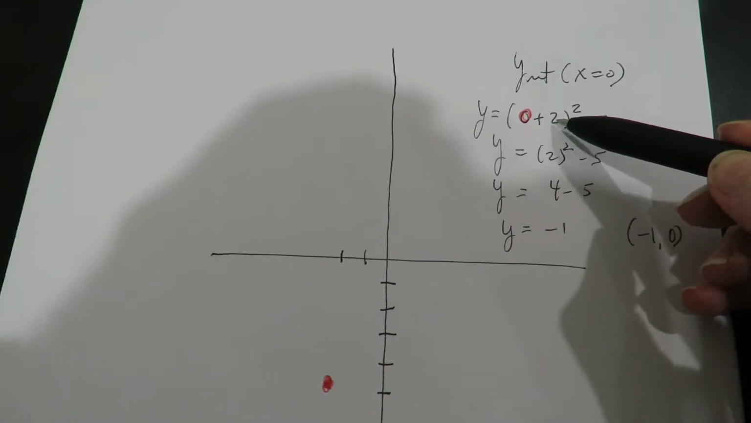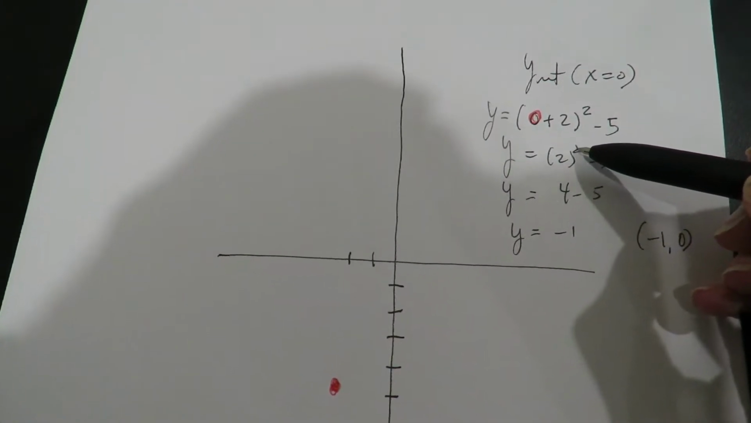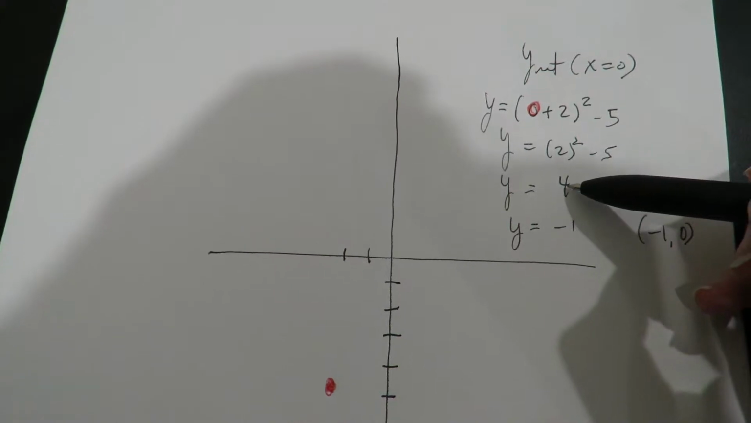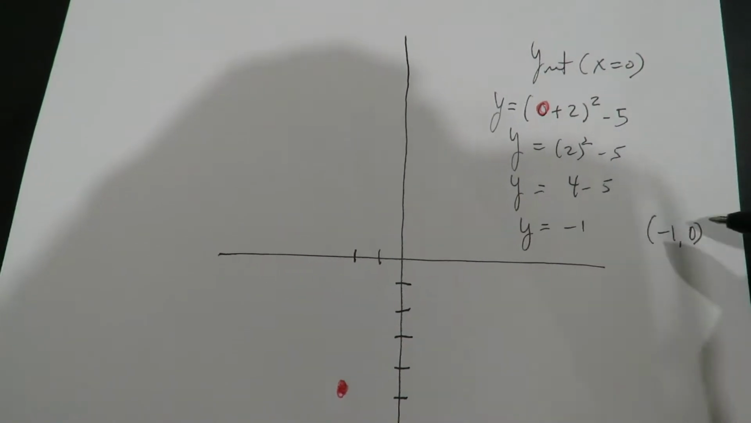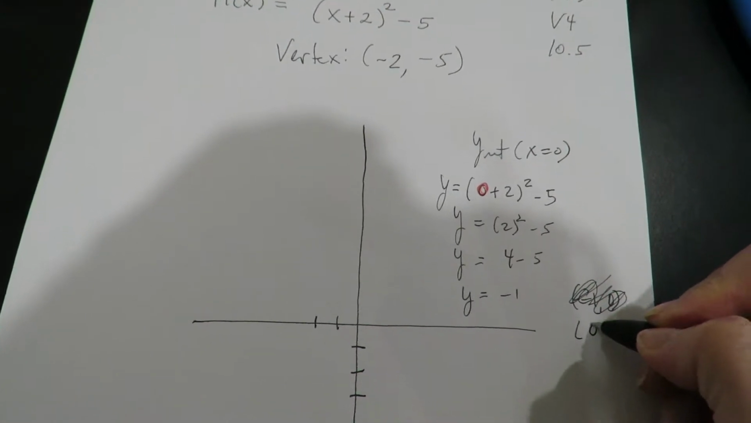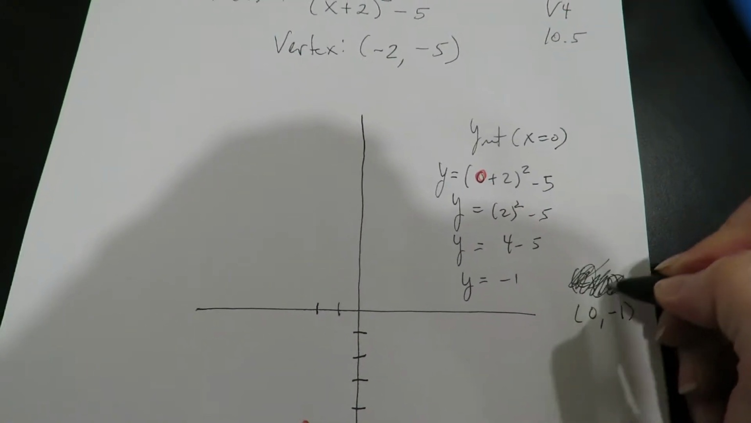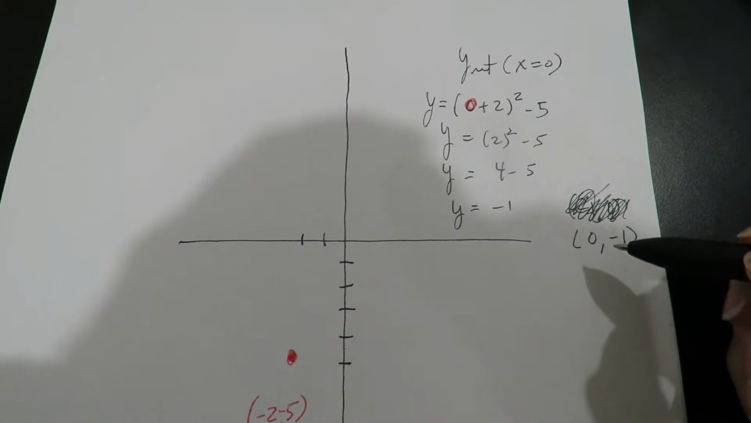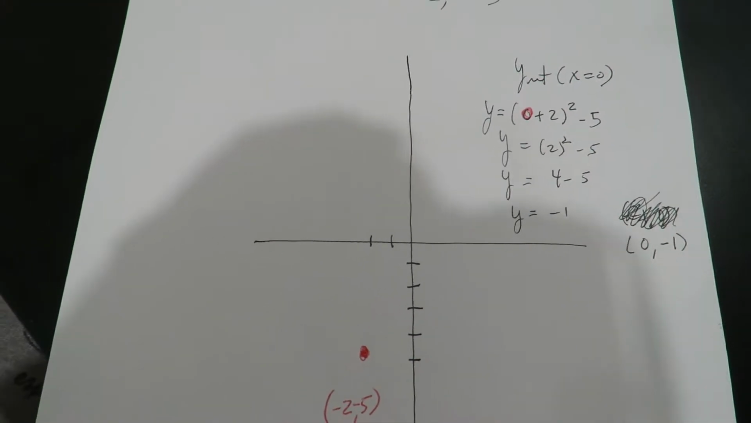Alright, so I let my x be 0. So 0 plus 2 is 2. 2 squared is 4. 4 minus 5 is -1. So the point is 0, -1.